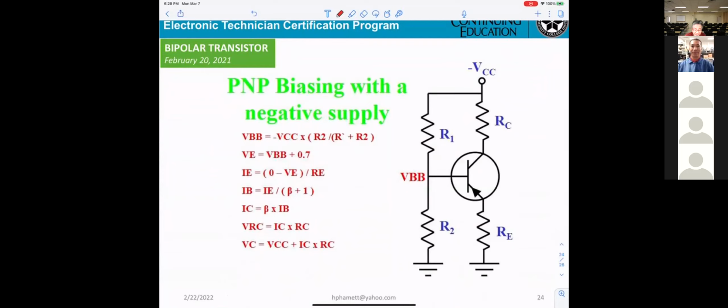Okay, you can see on that one, this voltage now will be negative. The one we just were working on, they're using positive. So on that one, I've already given you the formula. VBB, same thing: VCC times R2 divided by R1 plus R2.